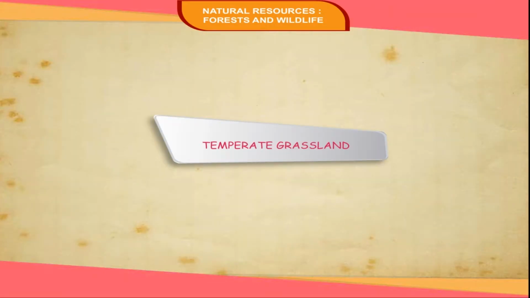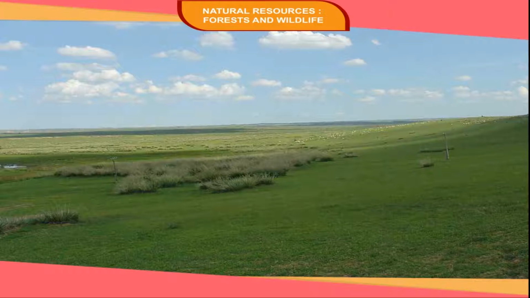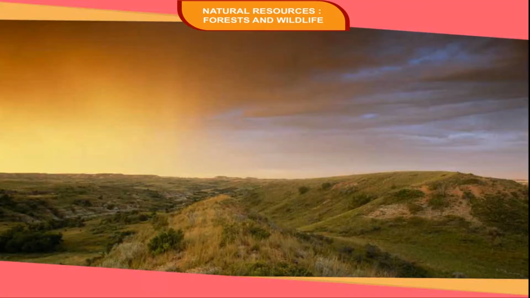Temperate grassland. The interiors of the continent have an extreme type of climate with a moderate amount of rainfall. These grasslands are the prairies of North America, the steppes of Europe, the pampas of South America, the downs of Australia, and the velds of South Africa.